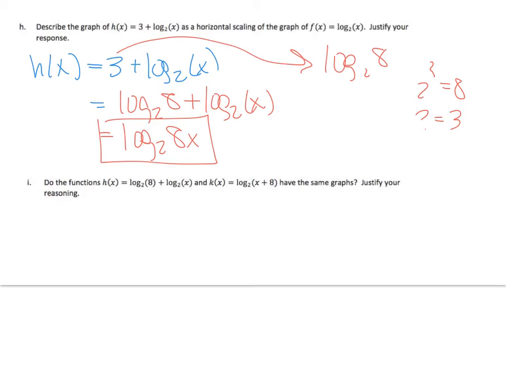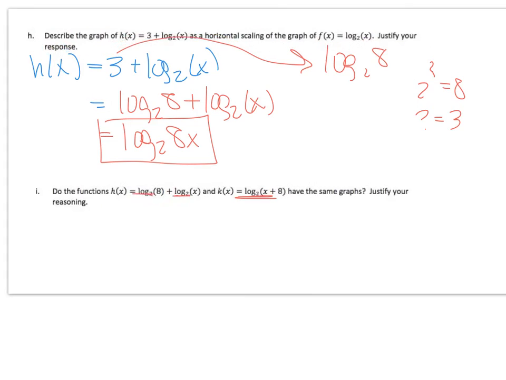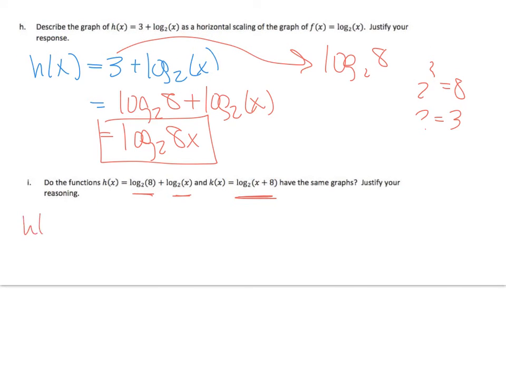And then do the functions h of x equals log base 2 of 8 plus log base 2 of x, and k of x equals log base 2 of (8 plus x) have the same graphs? They shouldn't, because they're not equivalent. Oh goodness, they're not equivalent functions. Log base 2 of 8 plus log base 2 of x, our rules for logarithms say, is the same as log base 2 of 8x, where this right here is not.